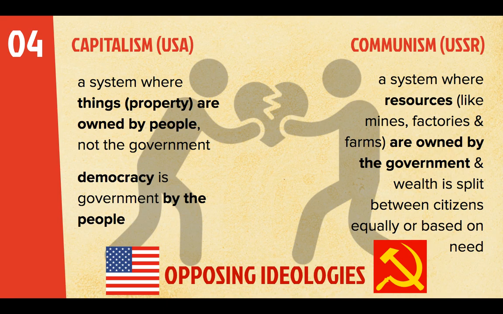This whole unit, we're going to be comparing this with communism, which is the ideology of the Soviet Union, or the USSR. This is a system where all those resources, those units of production, like our mines, factories which create things, farms which feed people, all of that is owned by the government. And all the wealth that is created, all the money that's created, is split between people equally or based on their need. The idea is, no one goes hungry in a system like this. It is equal.